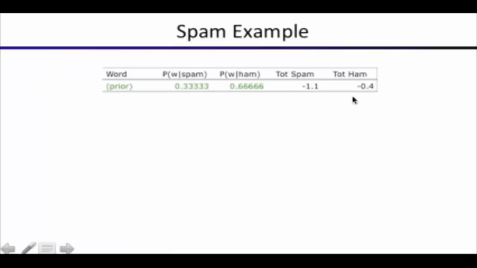And to simplify this, what we usually do is we use log space. So we take the log of all the probabilities, because that means when you're multiplying, you're just adding logs.